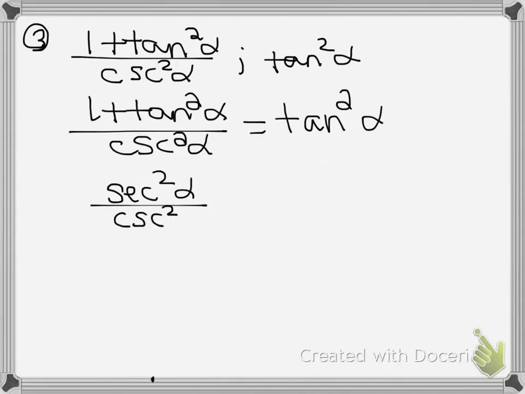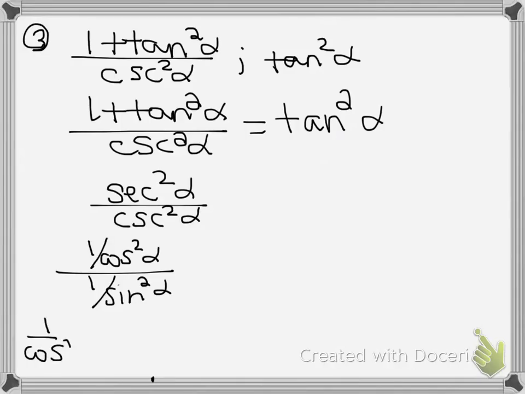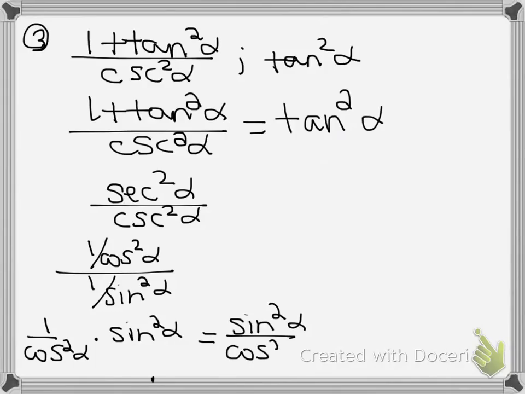Secant squared over cosecant squared. Well, that is 1 over the cosine squared over 1 over the sine squared. That happens to be 1 over cosine squared times sine squared, which equals sine squared over cosine squared, and that does in fact equal tan squared alpha. There we go. Sorry, I ran out of room, so we started going horizontally there.